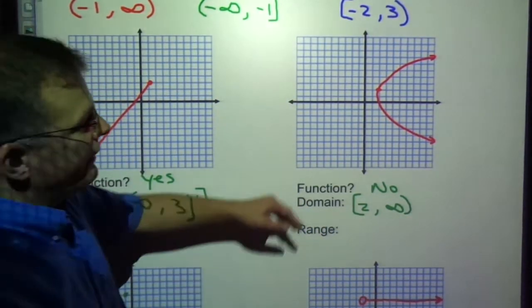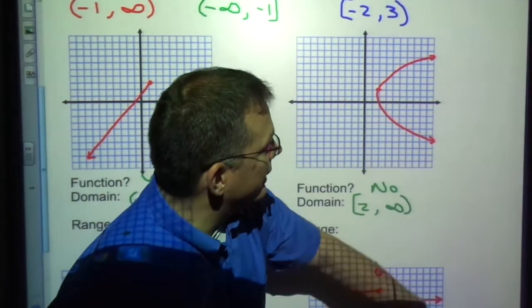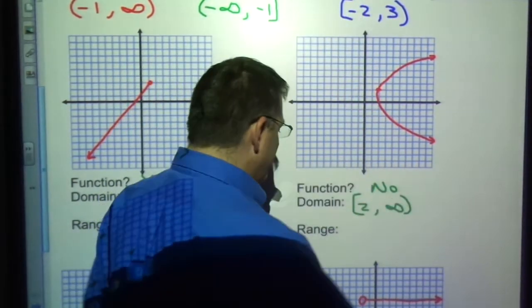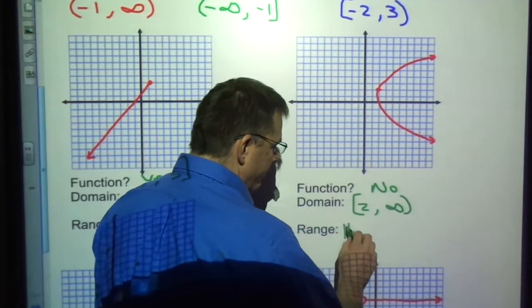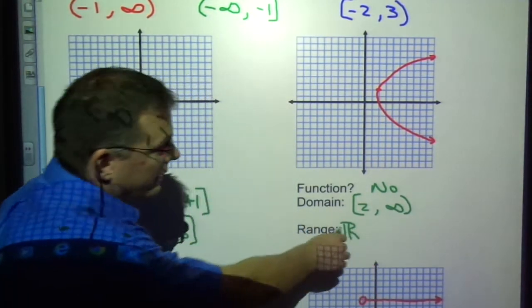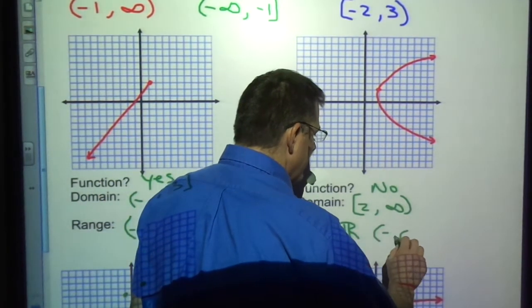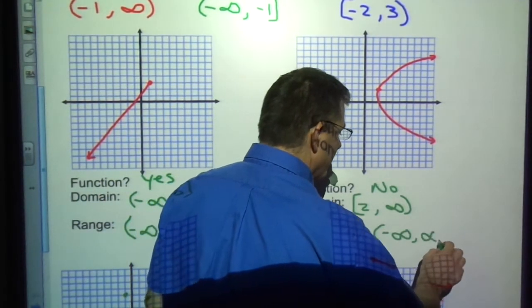The range, this is going to keep going down, down, down, and this is going to keep going up, up, up. So really it's all real numbers. You could say all real numbers. The symbol for that is R with a double bar. Or you could say, and we will usually say, negative infinity to positive infinity.